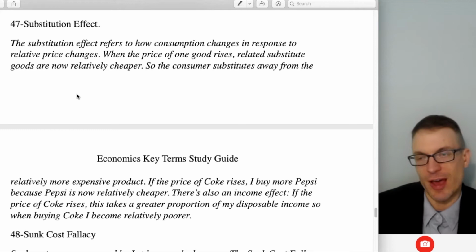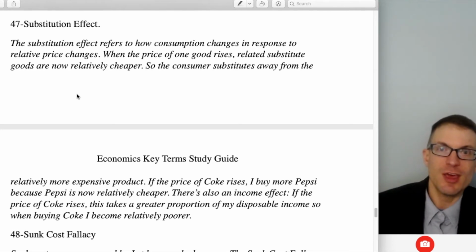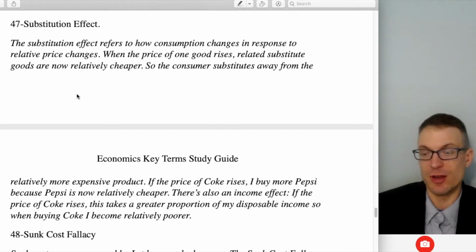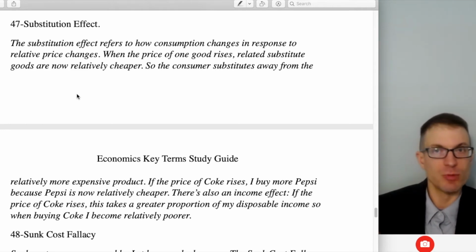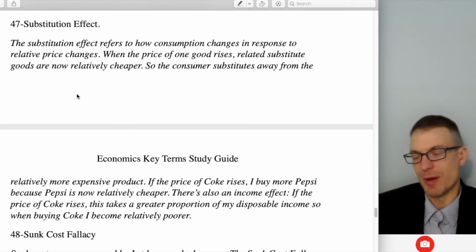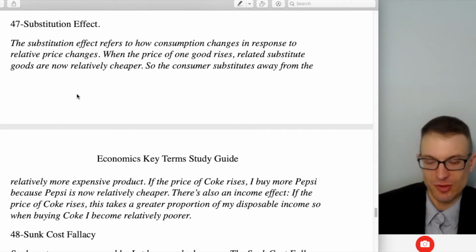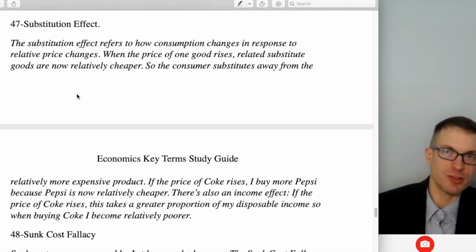There's another effect that's not mentioned here. It's the income effect, and that is if I continue to buy the now relatively more expensive good, my budget shrank, or the amount of disposable income that I have available has shrank. So my budget set is smaller if the price rises, especially if I keep buying that good. That's the income effect. Now I'm relatively poorer, right?